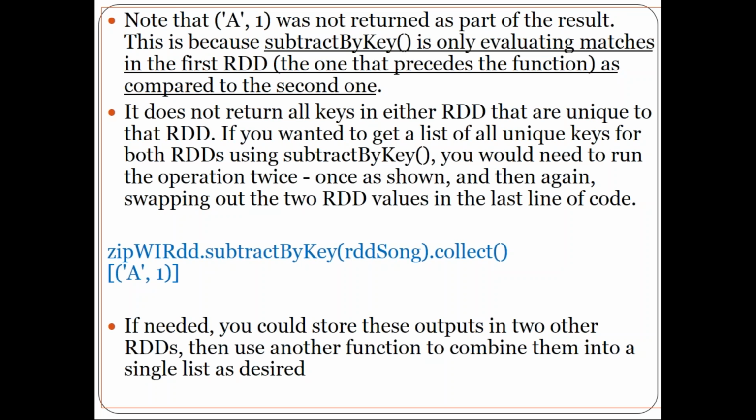If you wanted to get a list of unique keys for both RDDs, you would need to run the operation twice, once as shown and then again swapping out the two RDD values in the last code. He's just shown you how he has done it for 1 and 2 and 2 and 1. If needed, you could store these outputs into two other RDDs, then use another function to combine them into a single list as desired, which we will be doing in later stages. Don't worry about that now. This is the way you can use subtract by key.